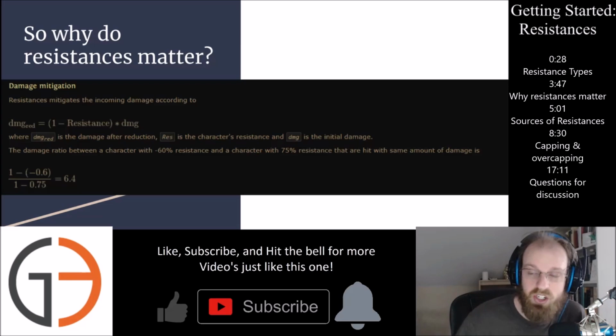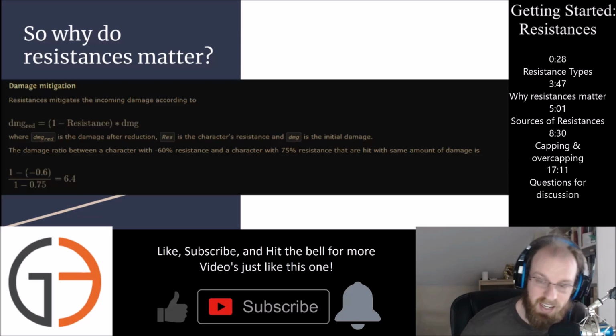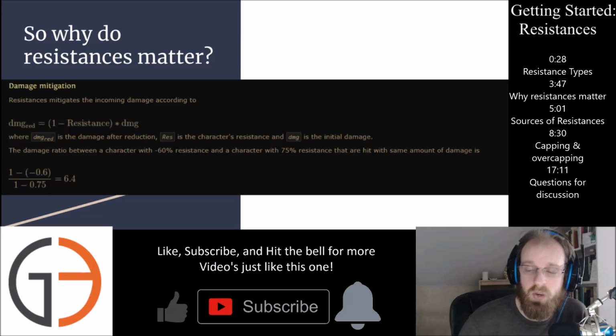So that ratio is the difference between somebody that's got -60 resistance and 75% resistance. That's a massive swing when you start adding in some zeros behind it and factoring in all of the different damage sources and damage types that are coming at you.